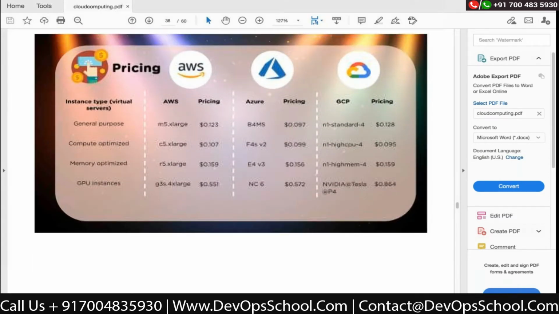Okay, and the general pricing has been listed on the screen. You can see that for EC2 instances, which are virtual servers, an M5 X large will cost you around this much, and in Azure it's going to cost you this. So pricing is quite similar across the comparison.